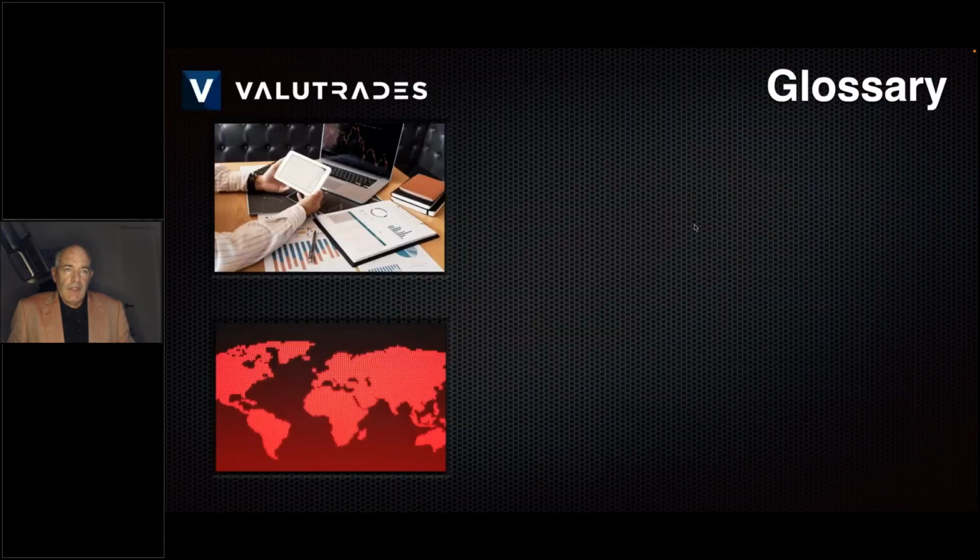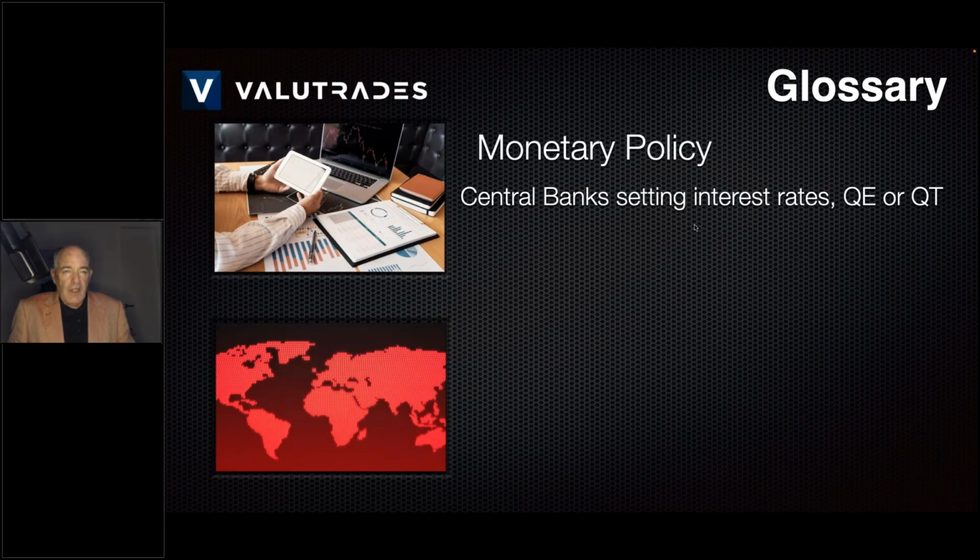Okay, I want to quickly take a look through a glossary of some of these terms that we talk about. Okay, monetary policy. You're going to hear this when you watch Bloomberg or CNBC or whatever. Monetary policy. What does that mean? Basically monetary policy is anything the central bank does. When they're setting interest rates or they're doing quantitative easing or quantitative tightening, that is monetary policy. So when Jerome Powell talks about it, when Christine Lagarde talks about it, generally that's monetary policy.